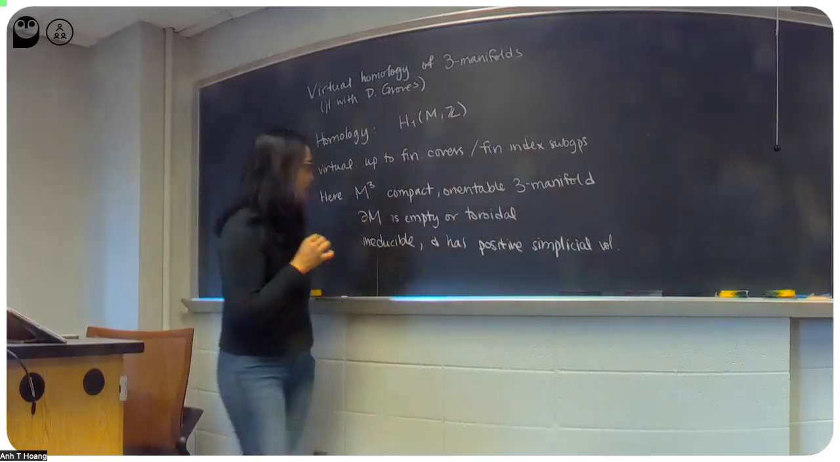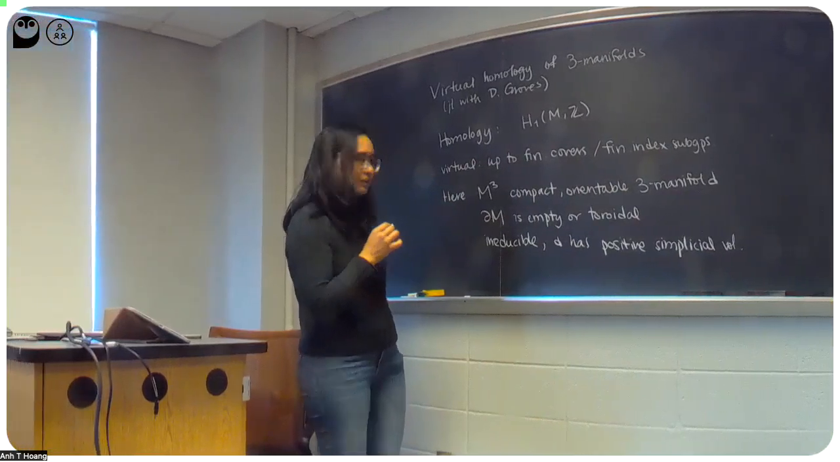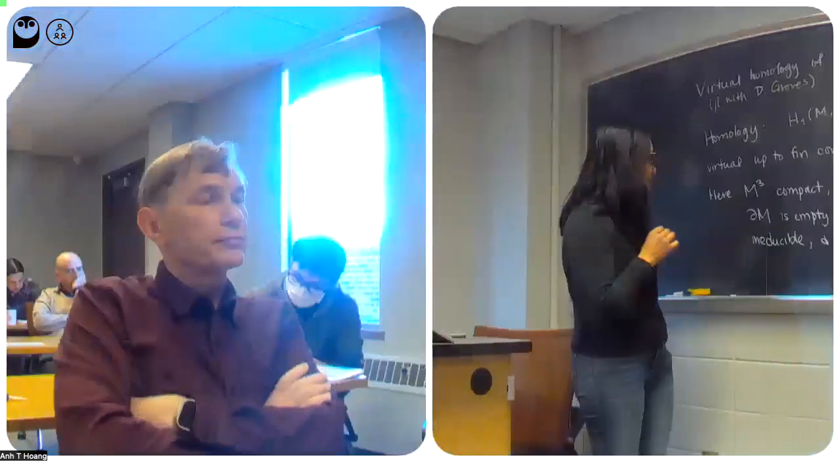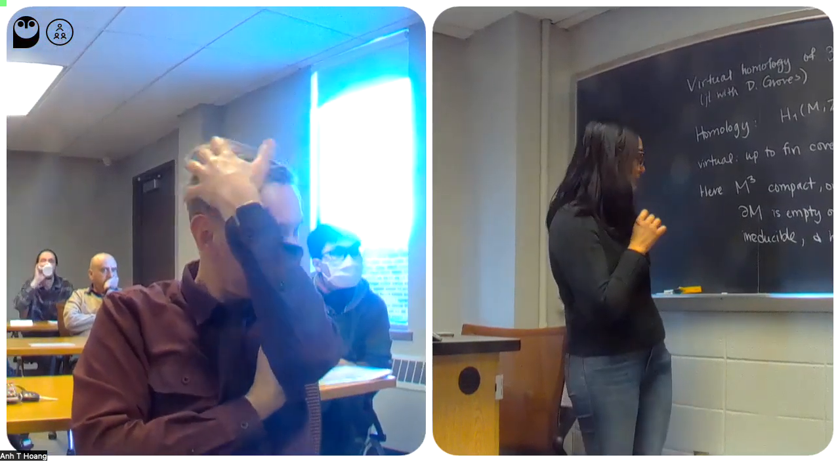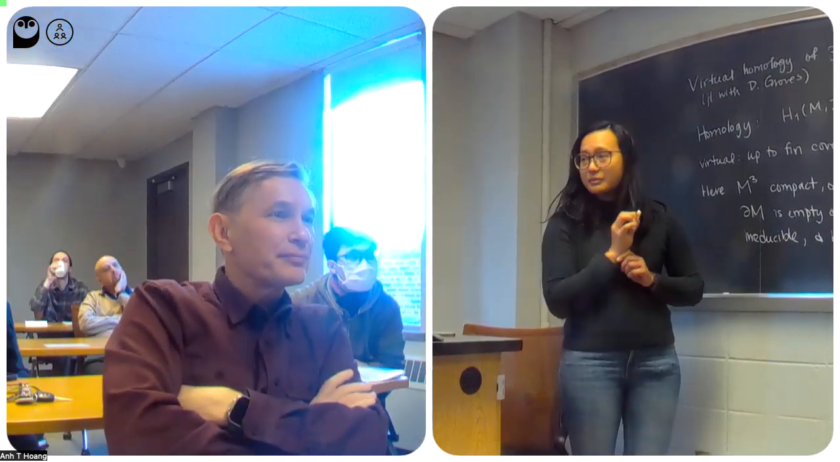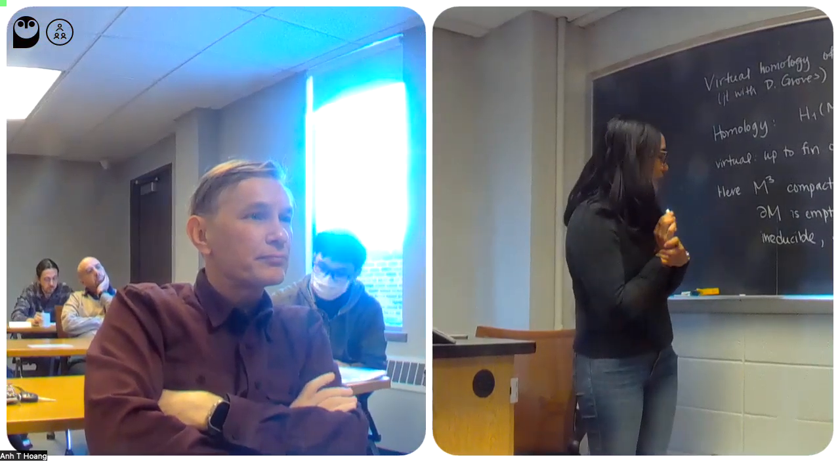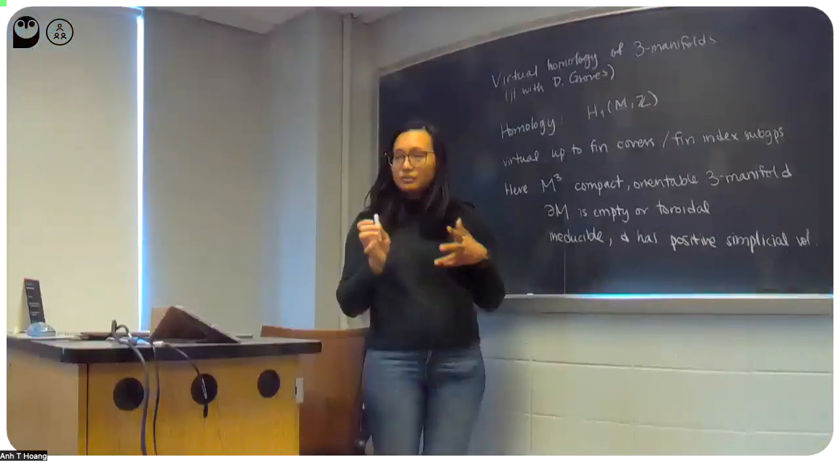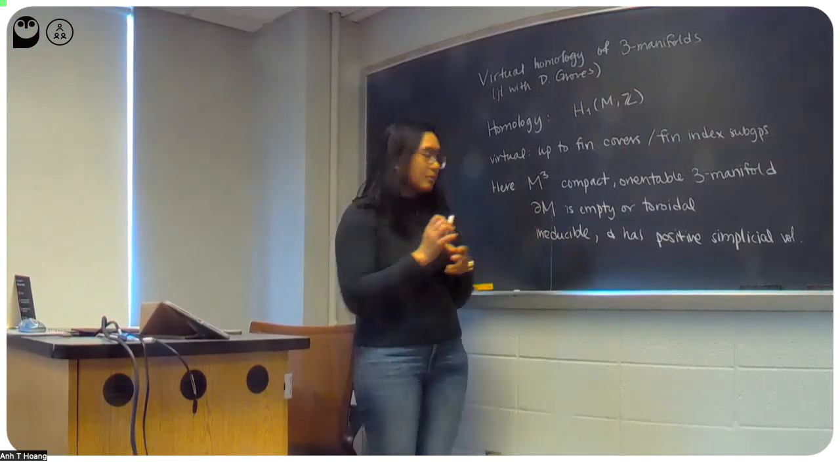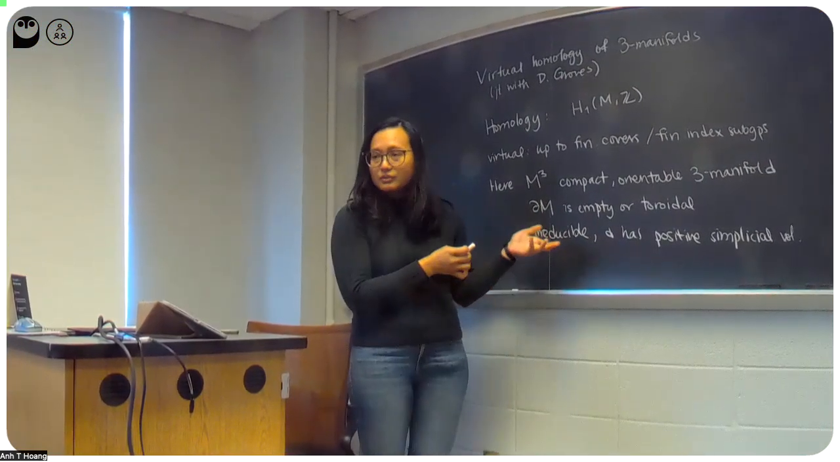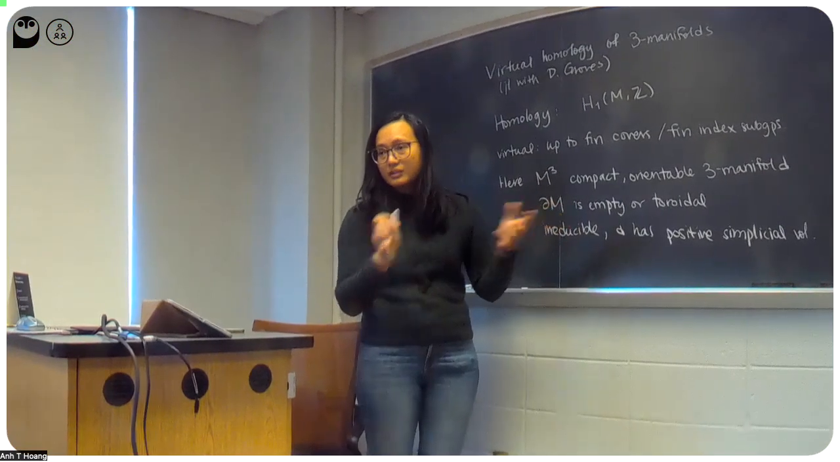Okay, so let me tell you what some of these mean. I'll assume you know what a three-manifold is and what it means to be compact and orientable. But I'll tell you what irreducible means. It just means that if you have any embedded two-sphere in your three-manifold, then it bounds a ball. So in particular, an irreducible three-manifold is not a connect sum, for example.